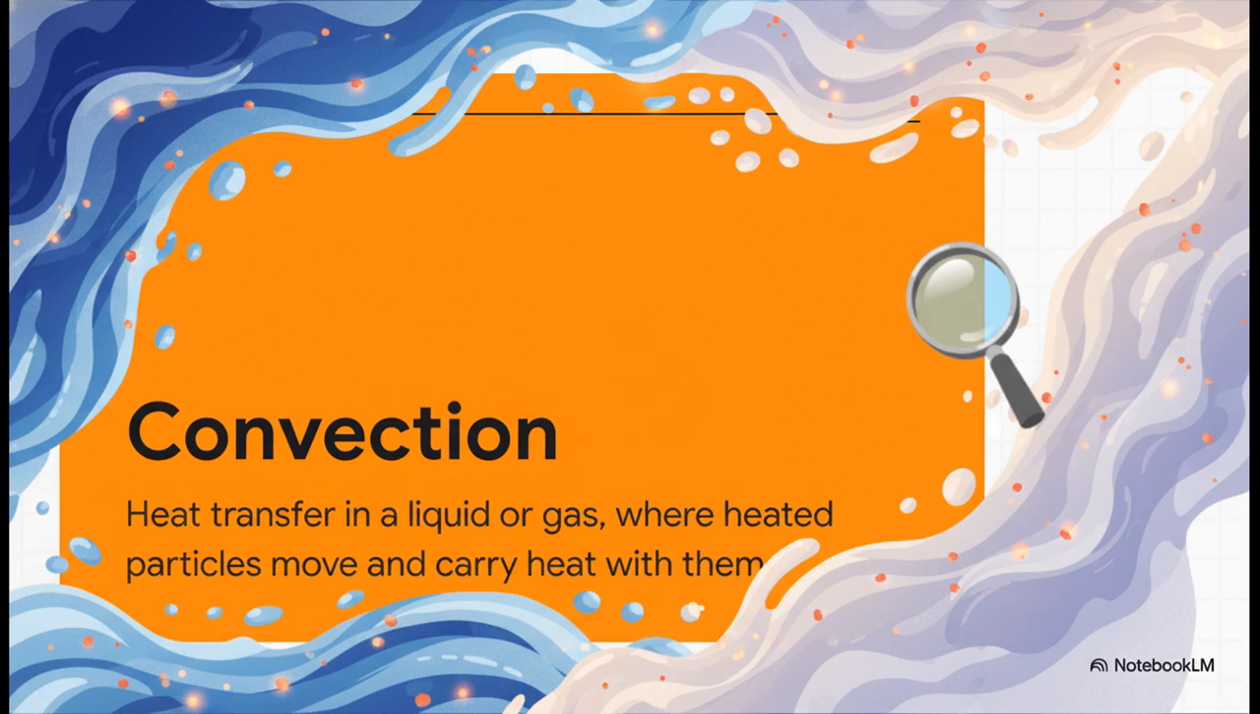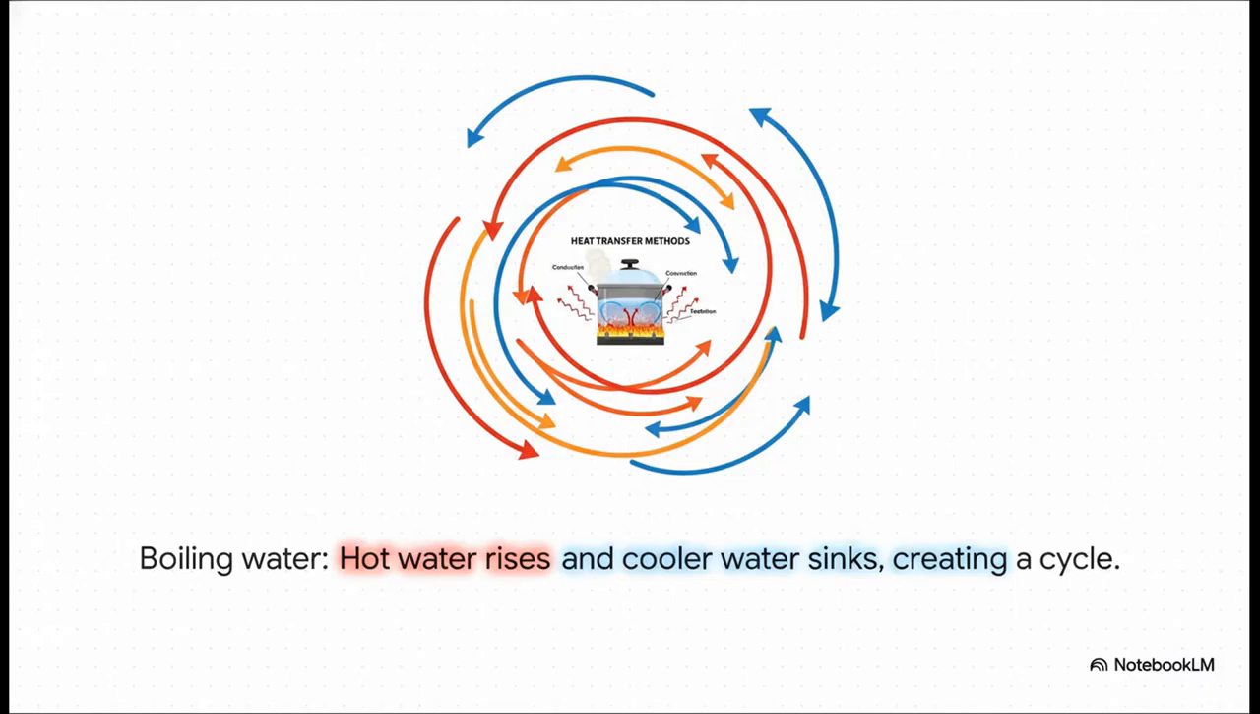They carry heat from one place to another. So unlike conduction, where the energy gets passed along, here the molecules themselves actually travel, taking their heat energy with them for the ride. This process creates something called a convection current, which is this powerful cycle that distributes heat.